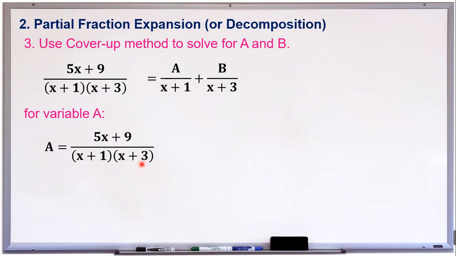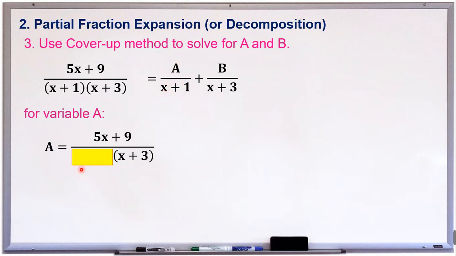Now, here is the exciting part. It is the reason why it is called the cover up method, because we're going to cover the factor that is used for our first partial fraction. So for a, the factor is x plus 1. So we're going to cover that factor.